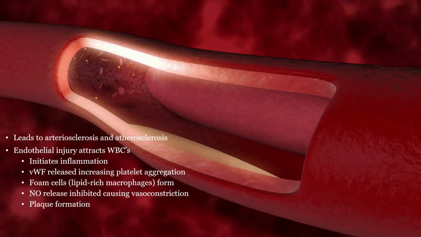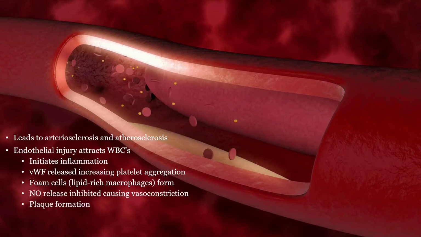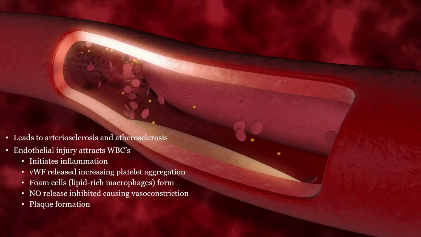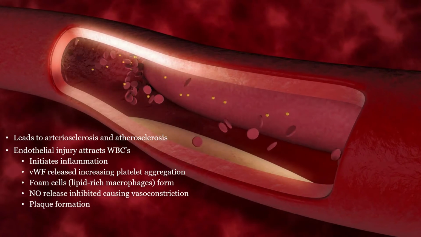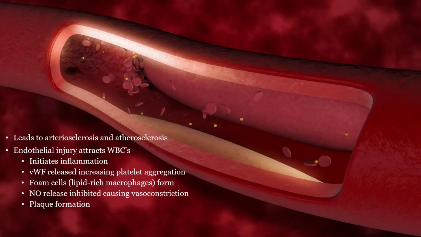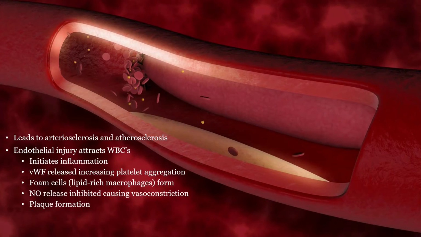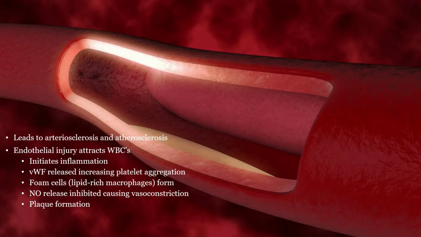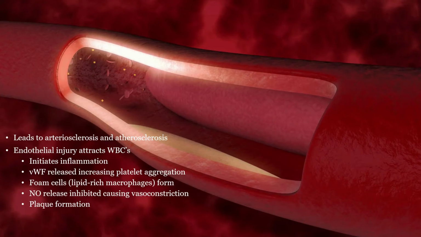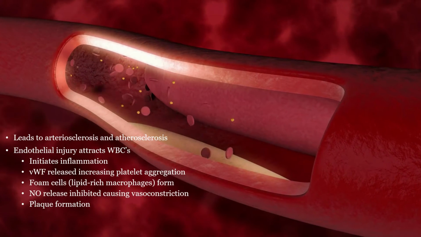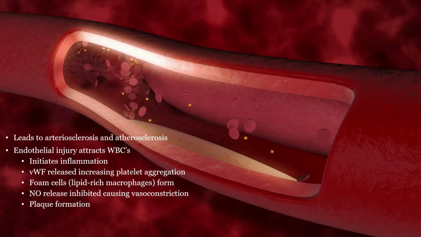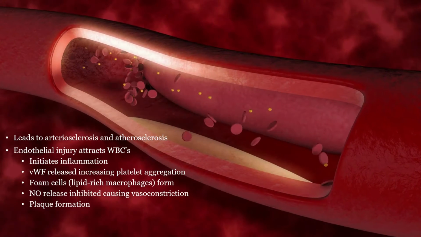Again, as we have pointed out countless times in this course, endothelial injury is the start of arteriosclerosis and atherosclerosis. The injury of endothelium will attract white blood cells and cause inflammation, deposition of foam cells and lipids. Nitric oxide is inhibited, and vasoconstriction happens along with plaque formation. This causes a narrow artery prone to blockages.